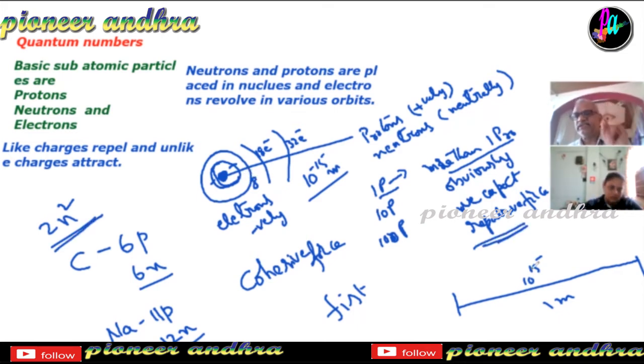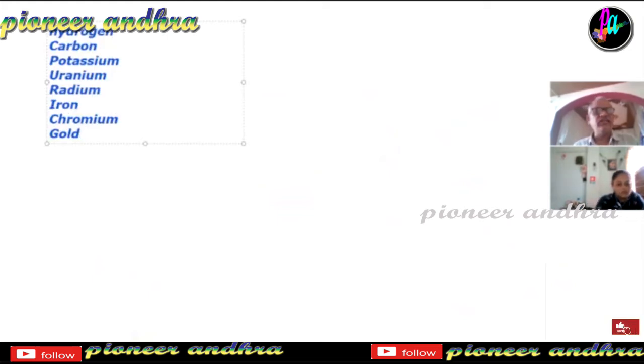An atom has some characteristics. An atom is recognized by the particles present in it: electrons, protons, neutrons. Every atom is an atom, but how do you say this is a hydrogen atom, this is an oxygen atom, this is a carbon atom? To identify an atom as carbon or hydrogen, you name some atoms: hydrogen, carbon, potassium, uranium, radium, iron, chromium, gold, silver, copper, many. We recognize them by proton number.